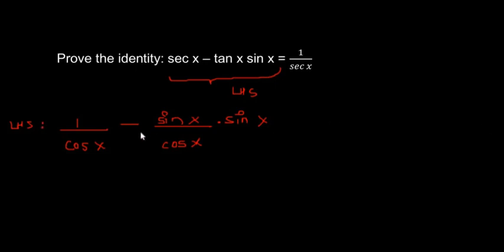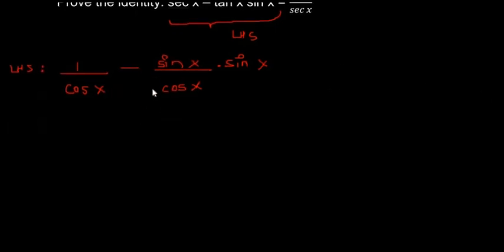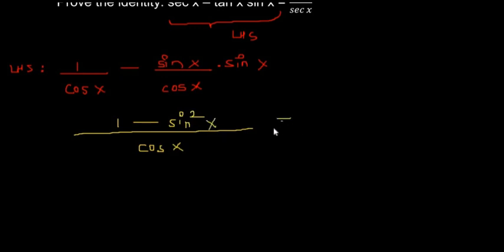Now as you can see, the denominators are same. Here it is cos x and here also it is cos x. So we can combine the denominators. The LCM is same, so it is going to be cos x, and I am going to combine the numerators. So it's going to be 1 minus sine square x.